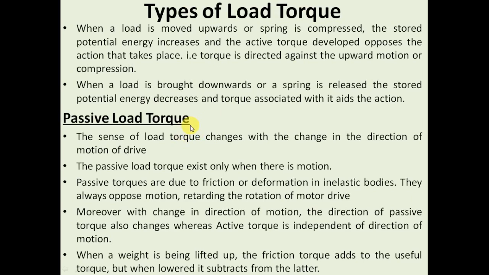Next we will discuss passive load torque. In the case of passive load torque, the sense of this load torque changes with the direction of the motion of the drive. This passive load torque exists mainly due to friction and deformation in the non-elastic bodies. Consider the case of friction. The friction will always be in the direction opposite to the motion of the body. That is, its sense of direction always changes with the direction of the motion of the body. So we can say that friction is a very good example for this passive load torque, because its sense of direction is always changing with respect to the direction of motion of the drive.